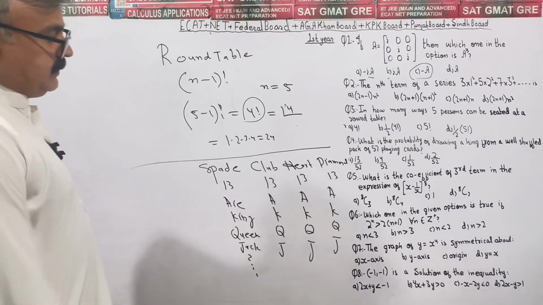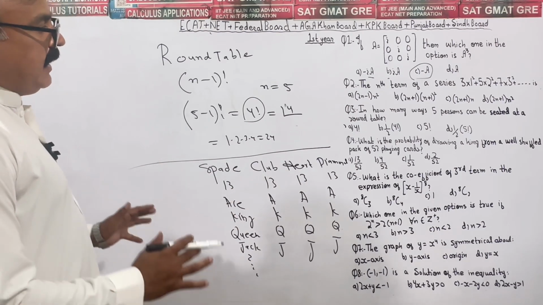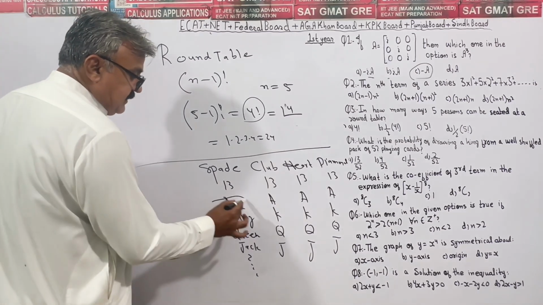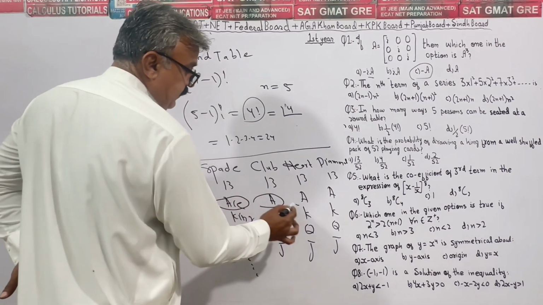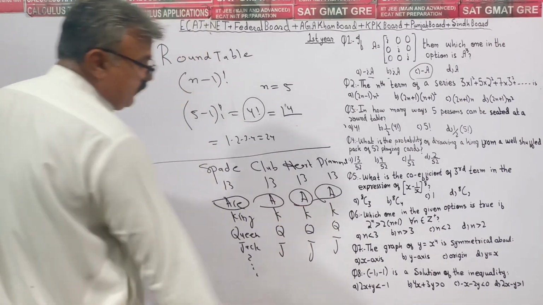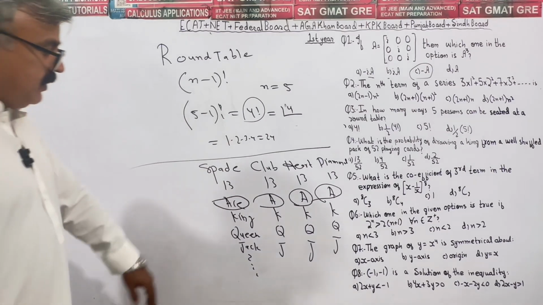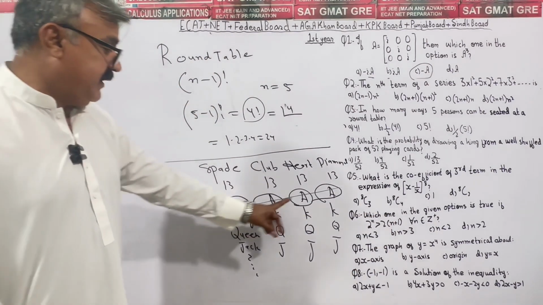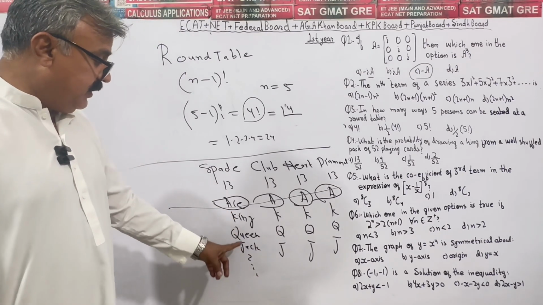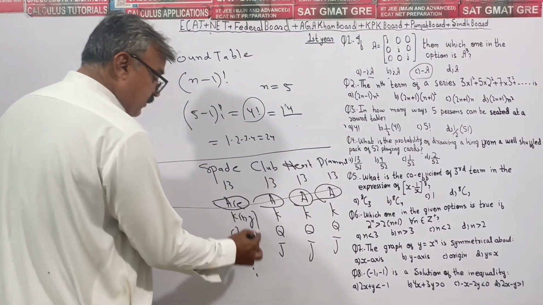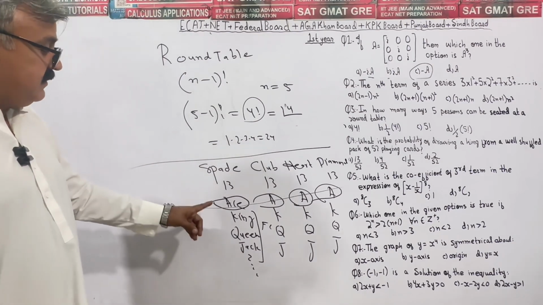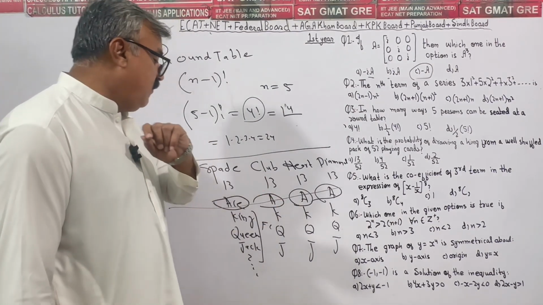The main difference to solve this question at federal board level or Punjab board, they consider ace as a face card. While in our Sindh board, it cannot be considered a face card. These 3 cards, king, queen, jack, are considered in Sindh board to be face cards. While at Punjab level or the federal level, ace is also included in face cards.